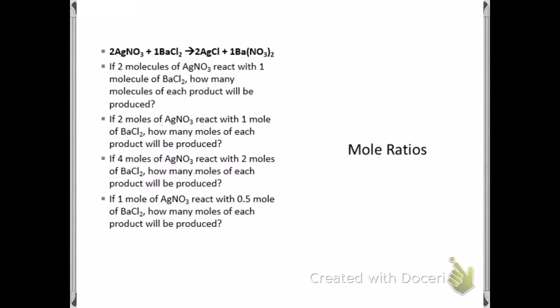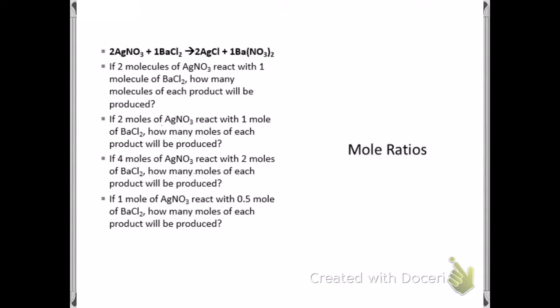So we had this reaction up on the board last time, and we said if 2 molecules of silver nitrate react with 1 molecule of barium chloride, how many molecules of each product will be produced? And you all correctly said that we'd get 2 molecules of silver chloride and 1 molecule of barium nitrate because the ratios are 2 to 2, 1 to 2. You found those ratios in there.